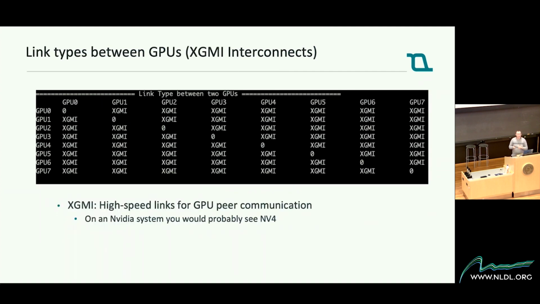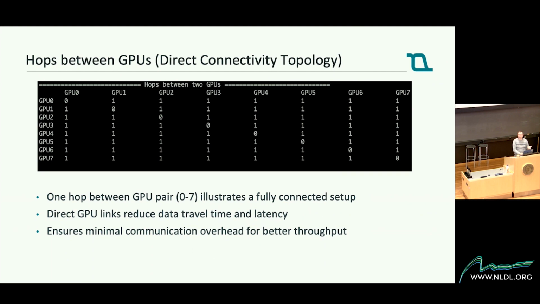You can also get information on how the GPUs are connected. The AMD GPUs we have on LUMI-G are connected with XGMI, which is similar to NV4, as the people here who have worked on clusters with NVIDIA GPUs know. We can also get information like, are they directly connected? And we can see that all of the GPUs are connected with each other through exactly one link.